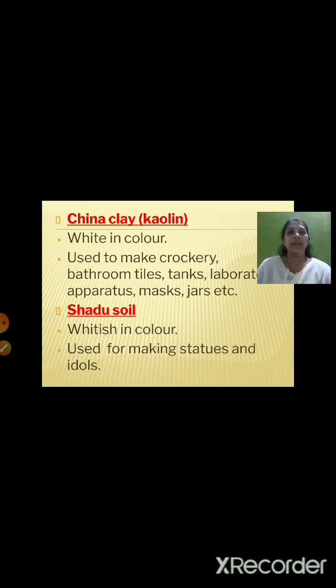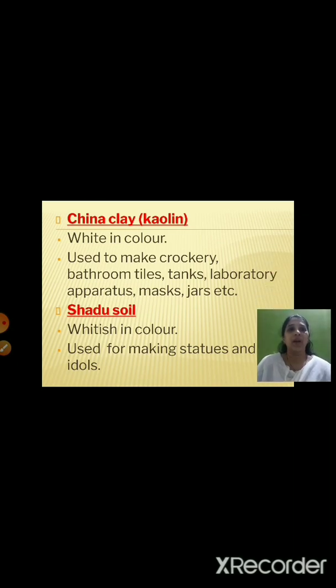This China clay is white in color, and it is used to make crockery, bathroom tiles, tanks, laboratory apparatus, masks, jars, etc. Next is your shadu soil. It is whitish in color, and that's the reason it is used for making statues and idols.